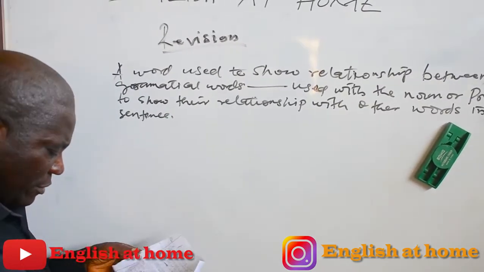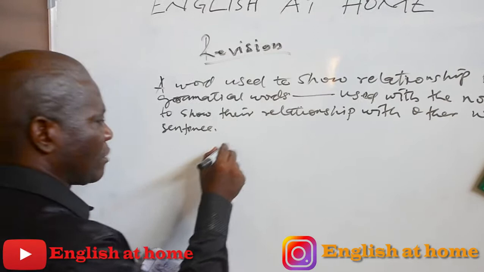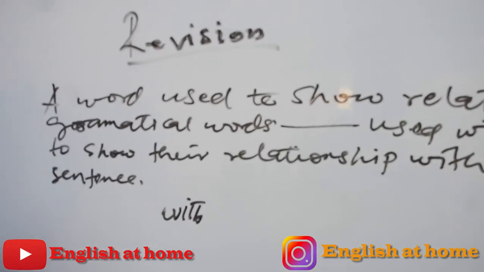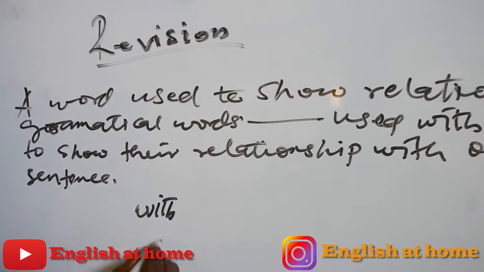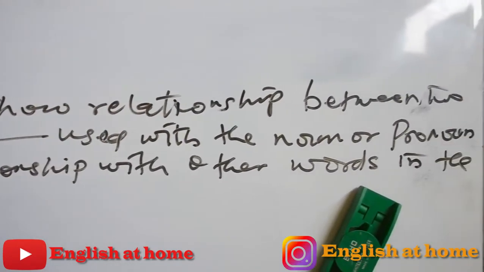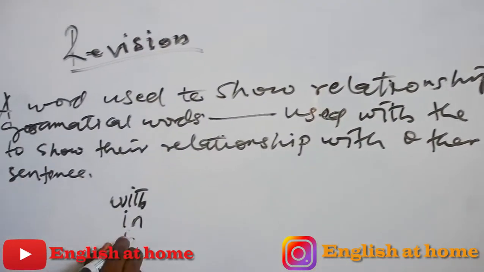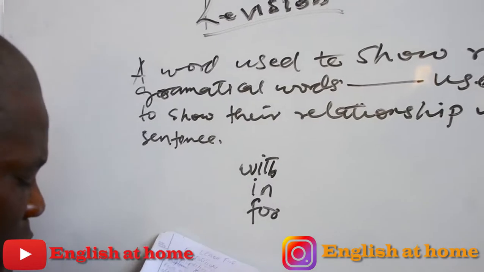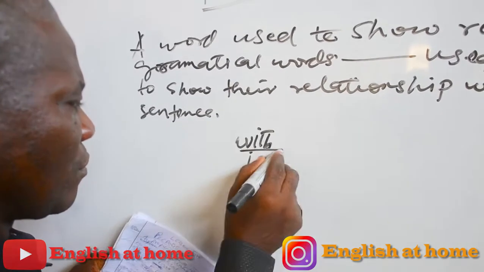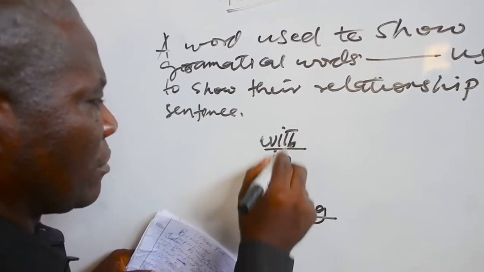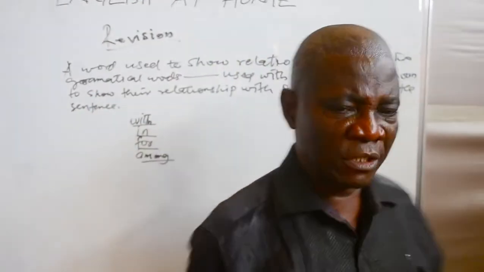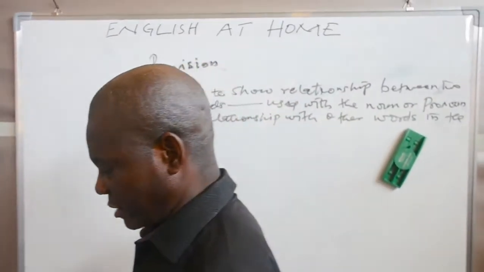So we used some sentence examples like, Tunde is angry with his friend, and we marked with as a preposition. She kept her pen in the bag, in as a preposition. Don't worry, I will wait for you, for as a preposition. And Adaku shared her oranges among her friends. So we saw with, in, for, and among as prepositions, with the promise that we are going to do a more elaborate study on the preposition in our subsequent lessons.